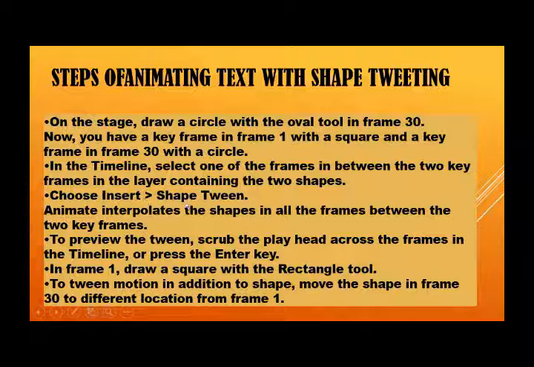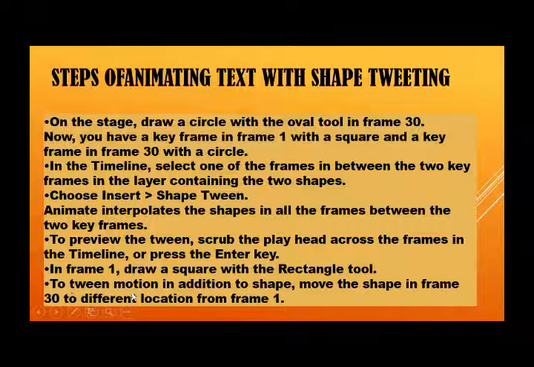Choose Insert Shape Tween. Animate interpolates the shape in all frames between the two keyframes. To preview the tween, scrub the playhead across the frames in the timeline or press the Enter key. In frame 1, draw a square with the rectangle tool.